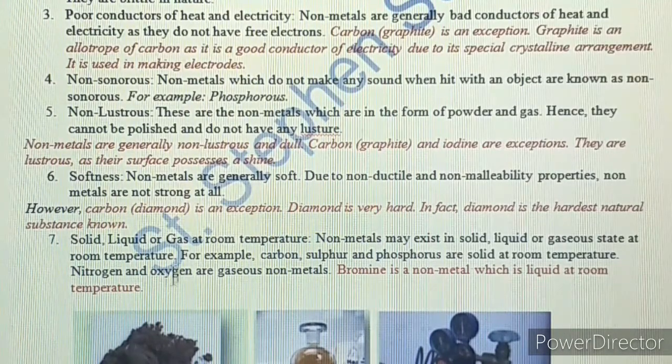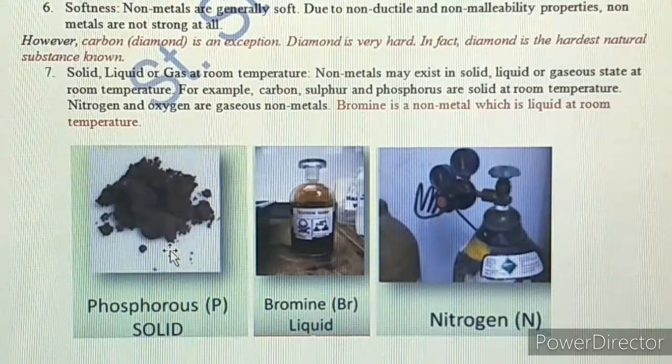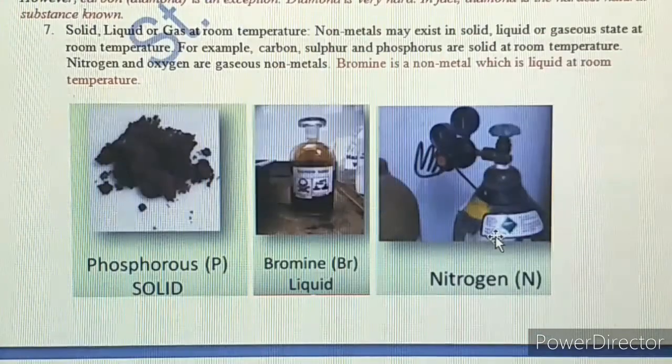Now solid, liquid, gas. They are not always solid; they can be liquid or gas also. Non-metals may exist in all three states at room temperature. Carbon, sulfur, phosphorus are solid at room temperature, while nitrogen and oxygen are gaseous non-metals, and bromine is a non-metal which is liquid at room temperature. Now I gave you a picture also. This is phosphorus, which is in the solid form, bromine, which is in the liquid form, nitrogen, which is in the gaseous form.